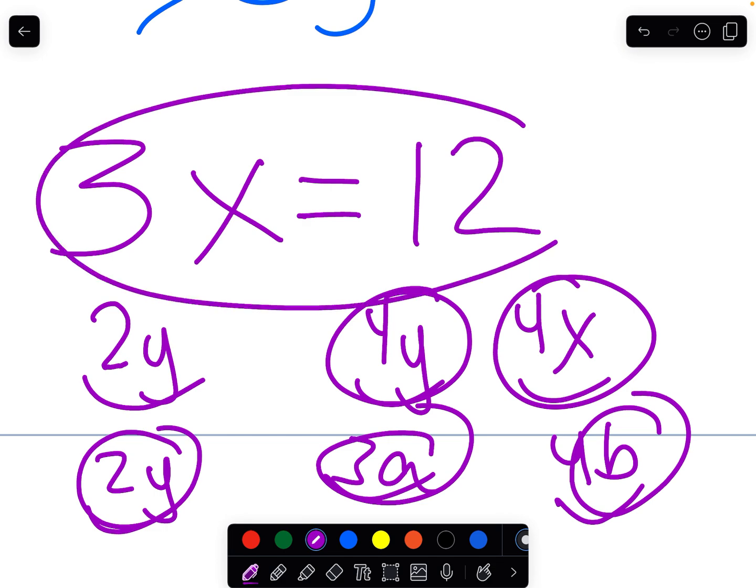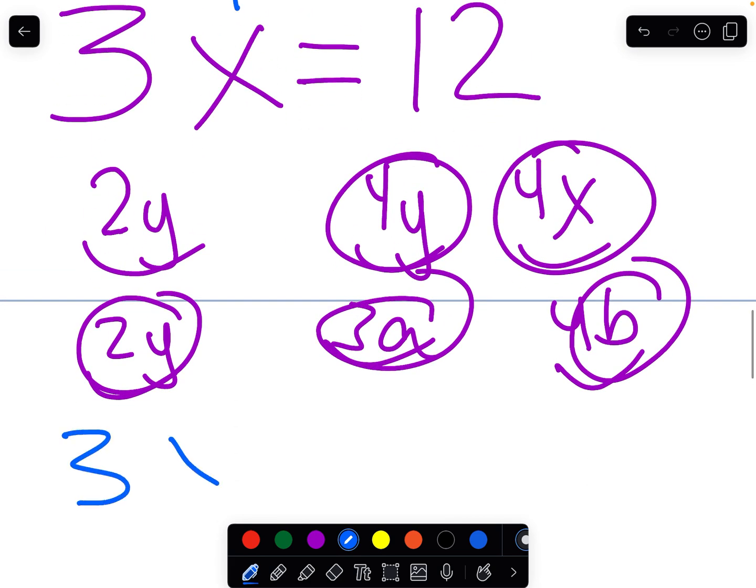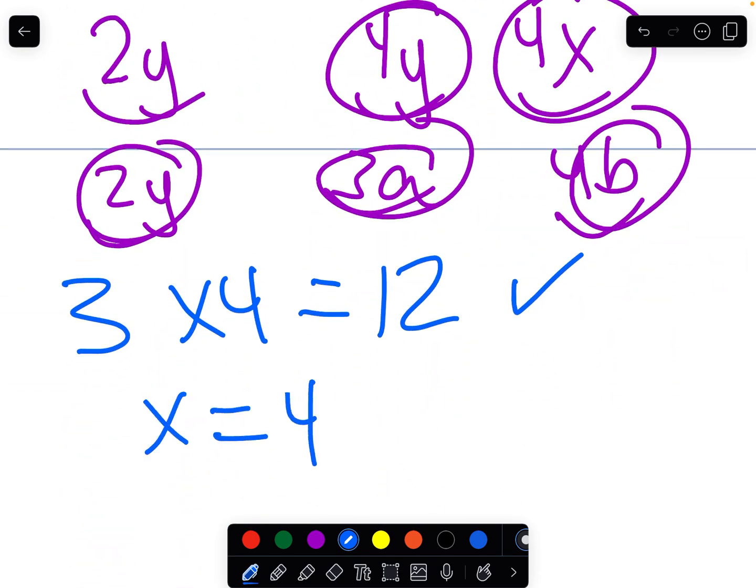Now back to our original equation up here, 3x equals 12. Well, I know that 3 times 4 equals 12. So if I substitute 4 in for x, let's do it. 3 times 4 equals 12. Does it check? It checks. So x equals 4.